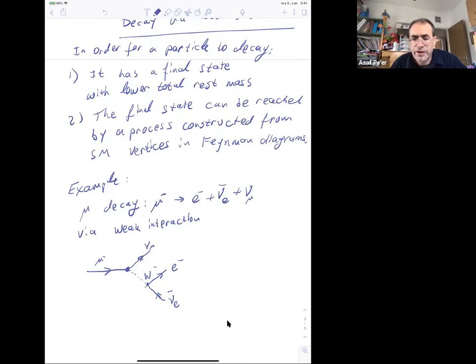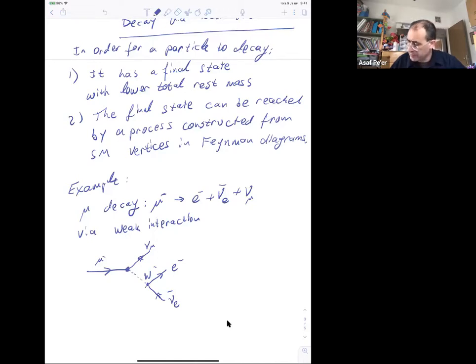We also have conservation of electron leptonic number. That's why we have an electron and an anti-electron neutrino. We can think of that as the electron and its neutrino carrying electron leptonic number, and conservation of muon leptonic number. That's why we have the muon neutrino.